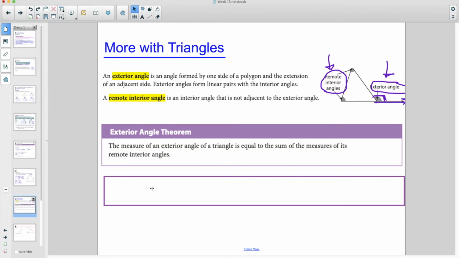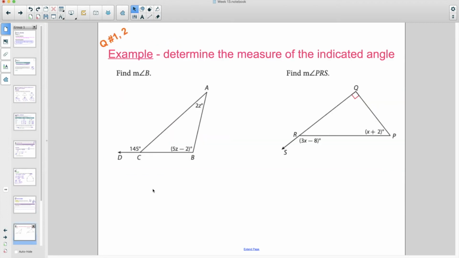You have supplementary and a linear pair here. So using that math, those 2 pieces, your remote interior angles, the sum of those, and your exterior angle have to be equal. So we're going to use this then to help us find some missing measures. So let's go ahead and work through a few examples. Okay, so we have 2 sets here. This is getting us ready for questions 1 and 2 for this week.